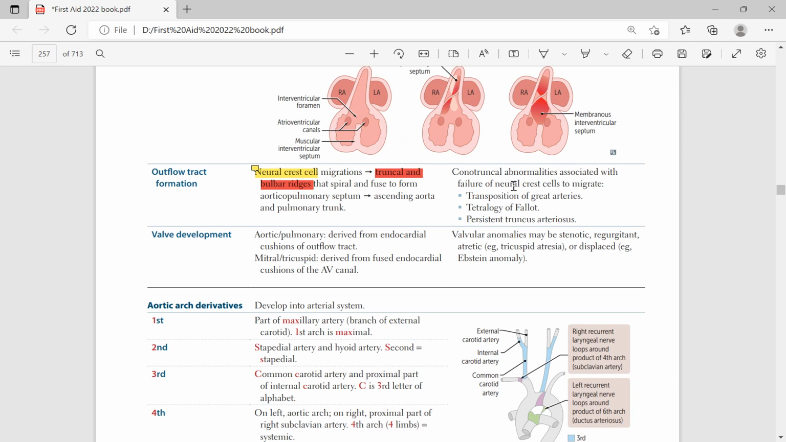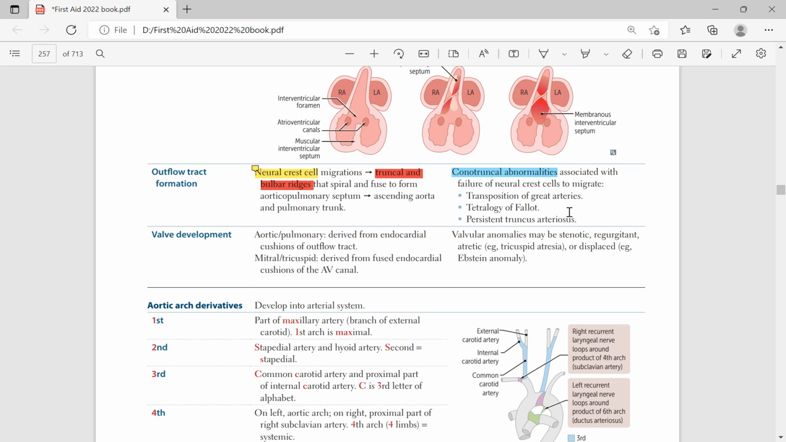neural crest is a derivative of ectoderm. We know all the structures in our body derive from three parts: ectoderm, mesoderm, endoderm. From ectodermal neural crest come the aorticopulmonary septum and endocardial cushion. Conotruncal abnormalities are associated with failure of neural crest cells to migrate. So, what abnormalities can arise from here?